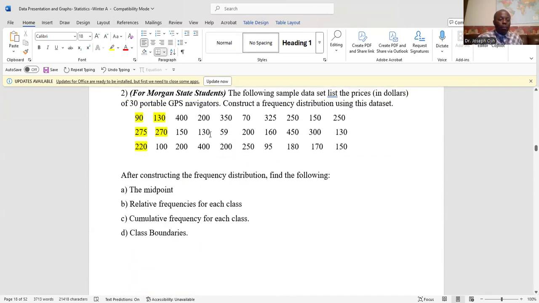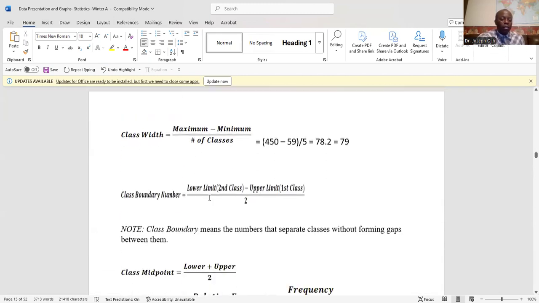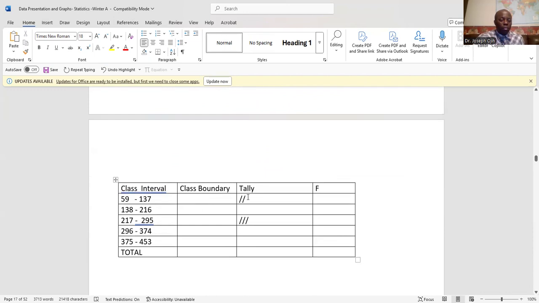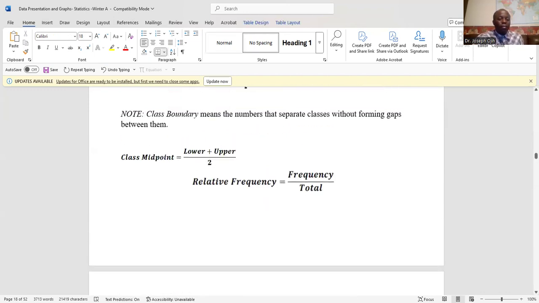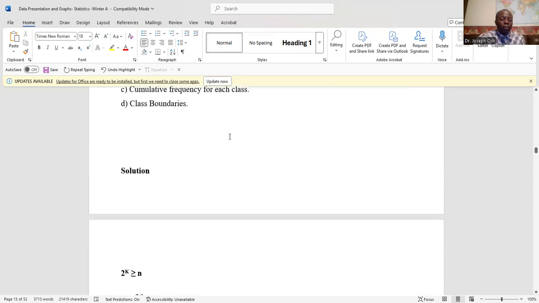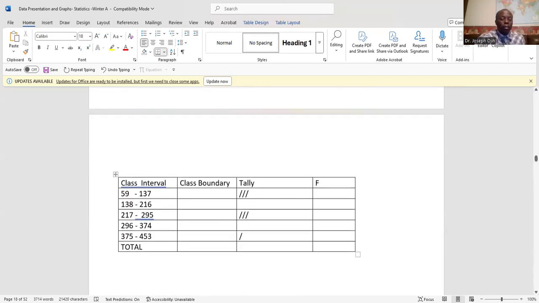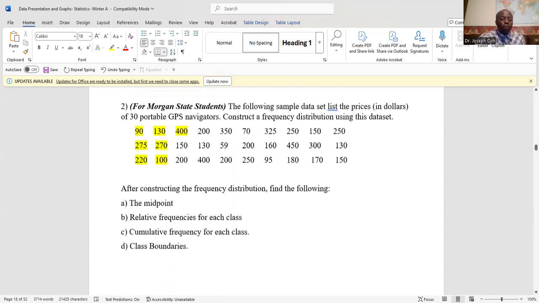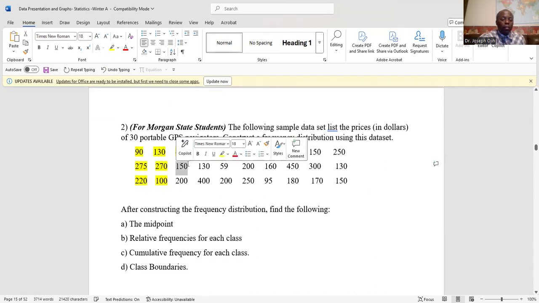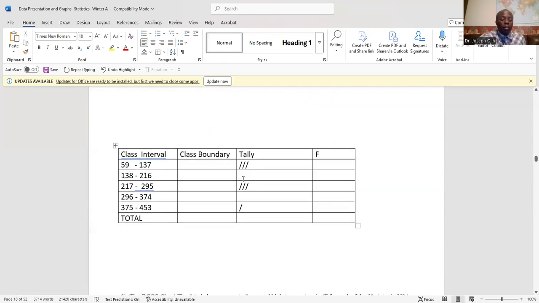Next will be 100. What group does 100 belong to? 100 belongs to this group. So 400. 400 belongs to what group? Belongs to this one. 150. 150 belongs to this one here.